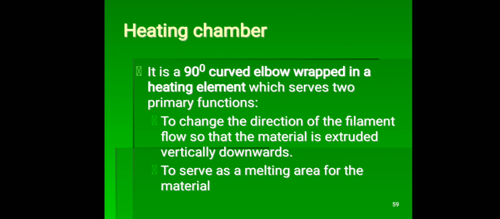The heating chamber is basically a 90-degree curved elbow wrapped in a heating element, which serves two primary purposes, which I explained: first, to change the direction of the filament flow so that the material is extruded vertically. Second, to serve as a melting area. It works as a storage where the melting material is stored.